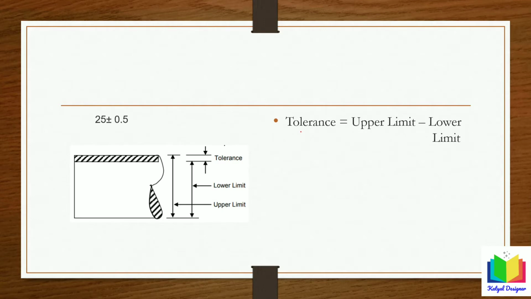Basically the tolerance is calculated using a formula: tolerance is equal to upper limit minus lower limit. For this part, this complete length is the upper limit. Similarly, this is the lower limit. And the difference between these lengths, this dashed portion, is called the tolerance value. So any length within this range is acceptable for the part.